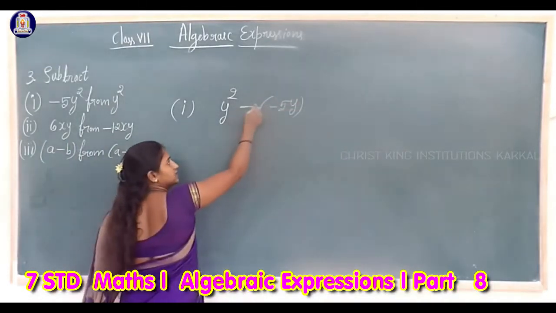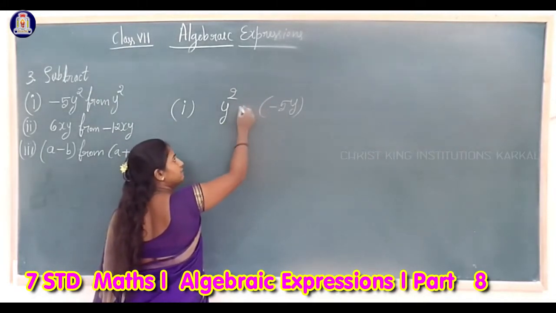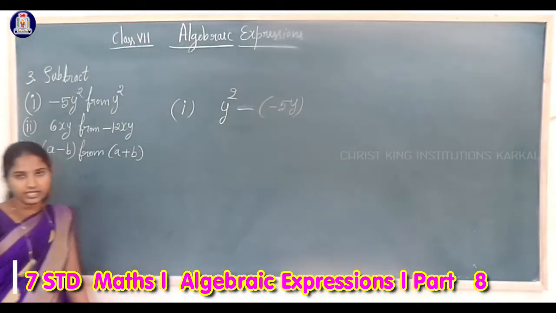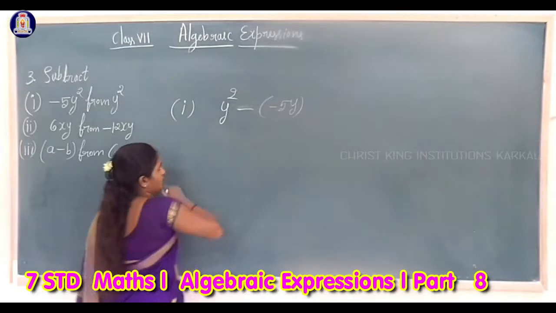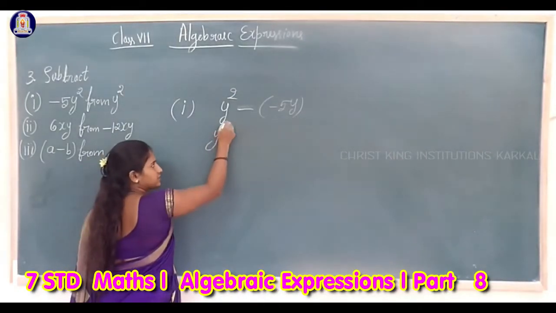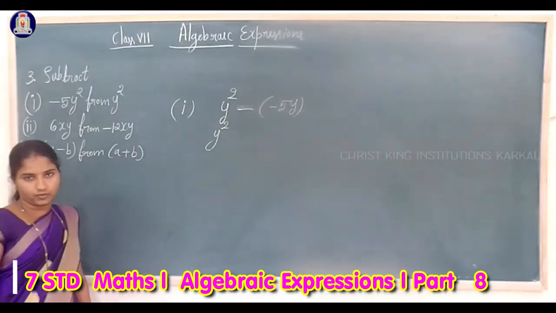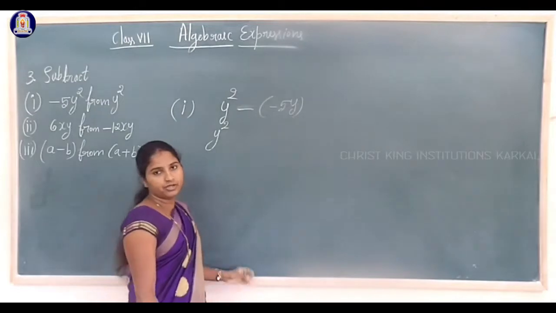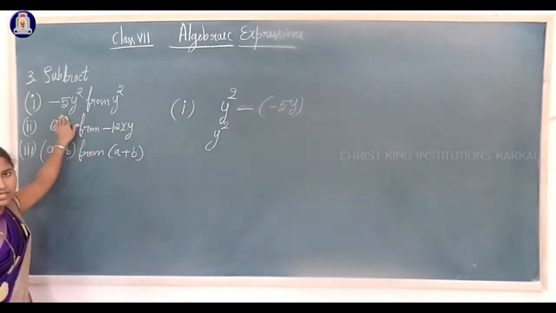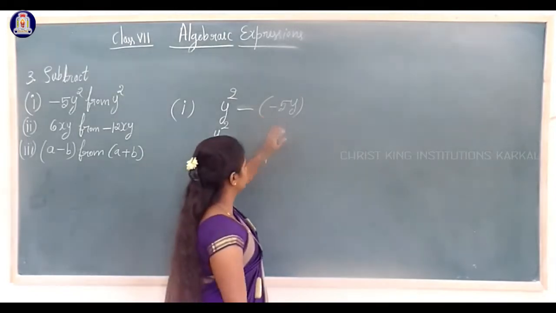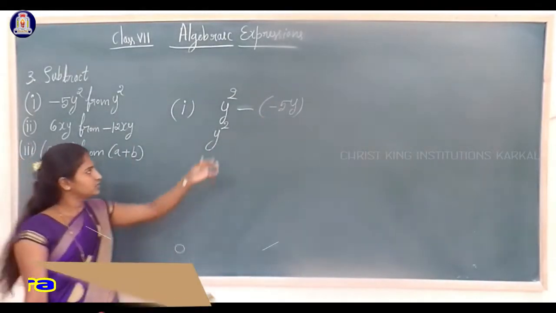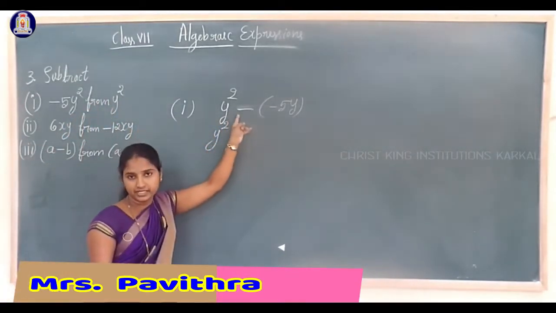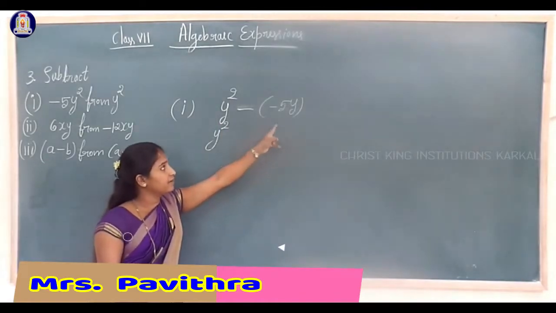So this minus is what? Subtraction means you write a minus sign. So y square minus bracket minus 5y square. Now the next step. The first term will be as it is, y square. Now we have to remove this bracket. Why did we write it inside the bracket? Because it has a negative sign, minus sign. So this minus sign represents subtraction: y square minus bracket minus 5y square.